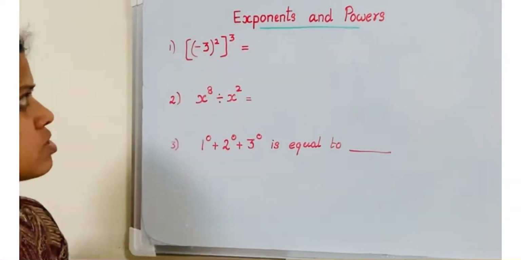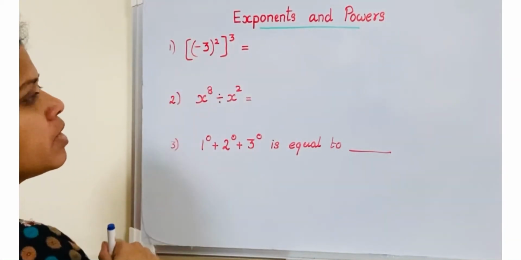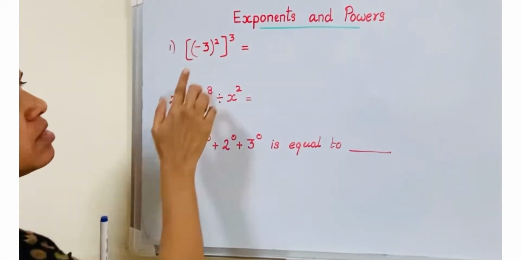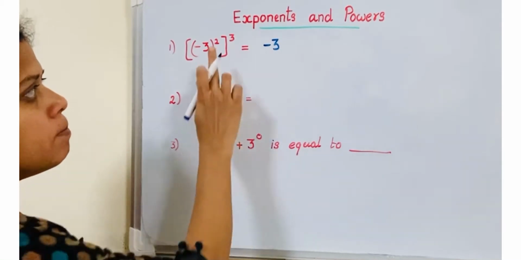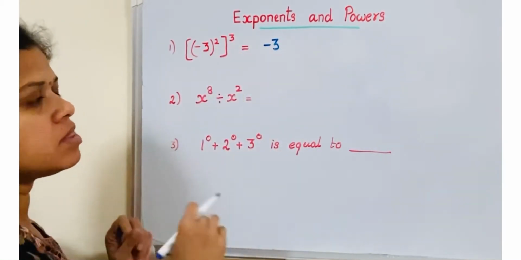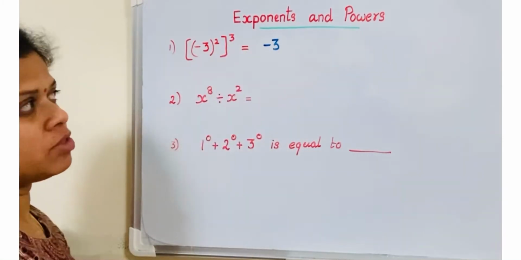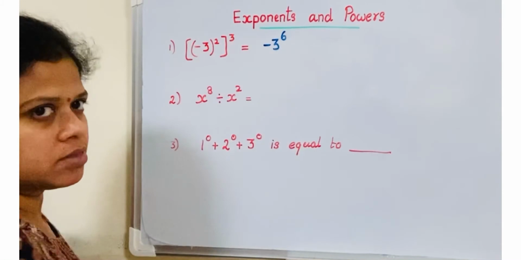Let's solve some questions. Here the first question, take the base. This is the power of power law. So the base is minus 3. Write the base, and here it is power of power. So take the powers and multiply the powers. Powers are 2 and 3, multiply 2 and 3, which is 6. So the answer is minus 3 power 6.